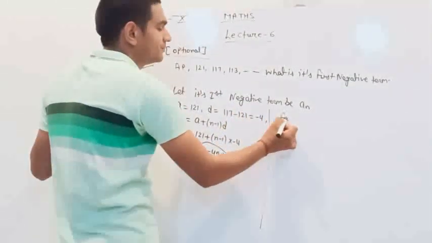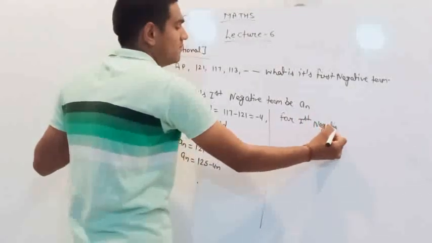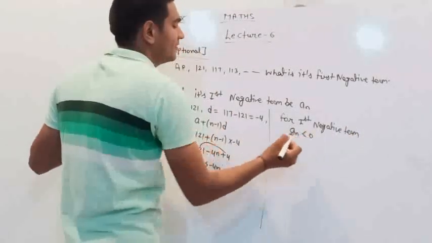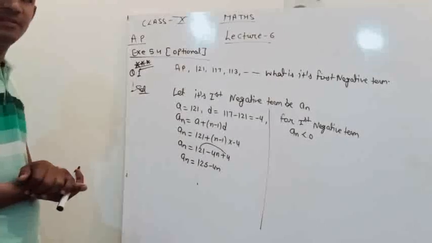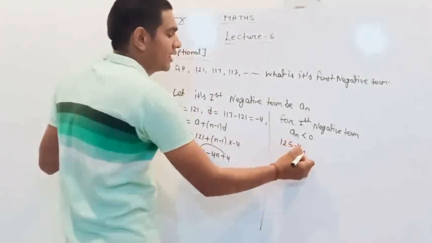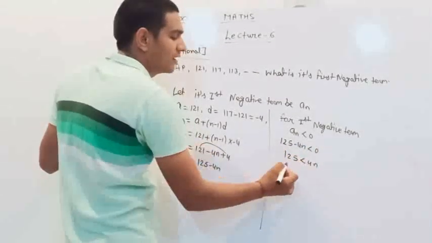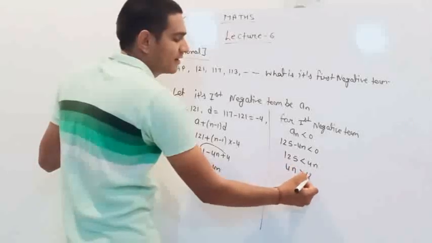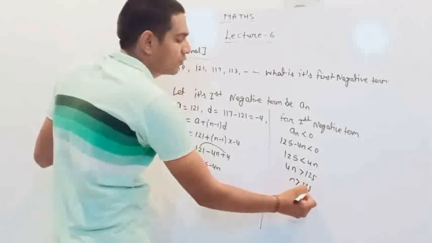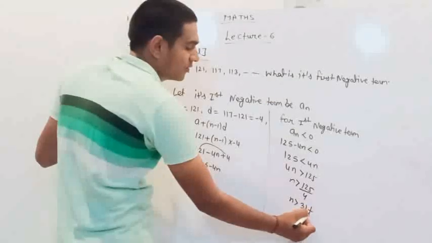So for first negative term, an is less than 0 or no? Negative का मीनिंग क्या होता है, less than 0. So an less than 0, substitute the value of an. 125 minus 4n less than 0. 125 is less than 4n, or we can write 4n is greater than 125 भी write कर सकते हैं. Now n greater than 125 upon 4, divided by 4, that is 31 1 upon 4.